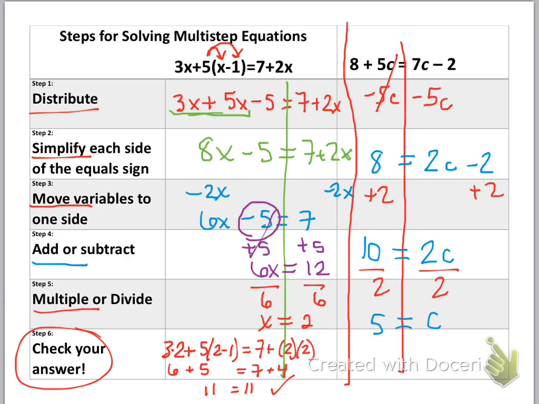Again, I should check my work. 5 times 5 is 25, plus 8 is 23. Does that equal 7 times 5 is 35 minus 2? Oops, did I do my math wrong? 5 times 5 is 25, plus 8, 33. Haha. 33. And 7 times 5 is 35 minus 2, 33. It works. All right, let's do another example.